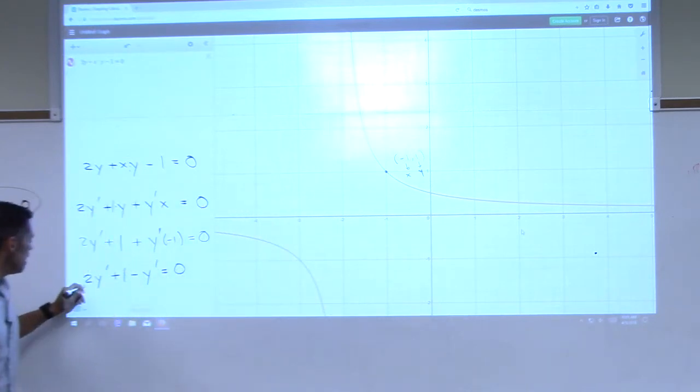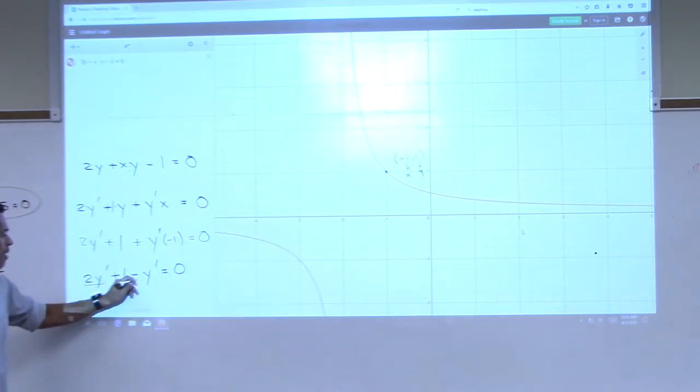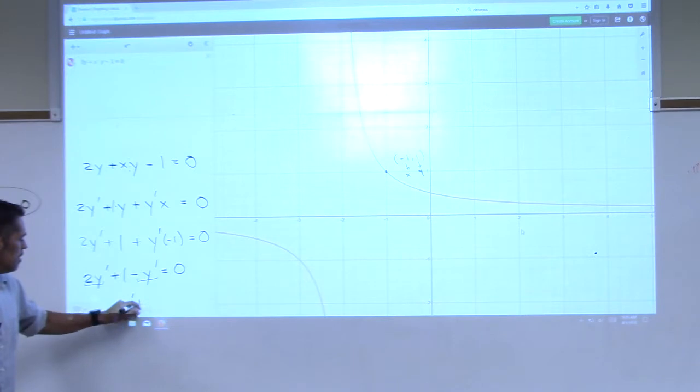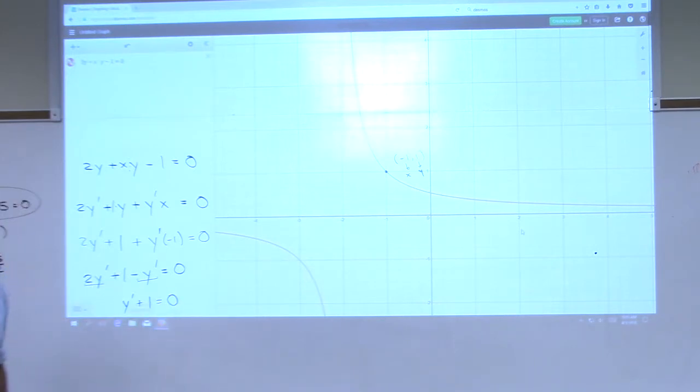You see that we can combine these two together? Two y primes take away a y prime. How many y primes would you have? One. Just one. So we have y prime plus 1. So we still have plus 1 there equals 0. We're almost there. Take the 1 to the other side. So y prime is negative 1.